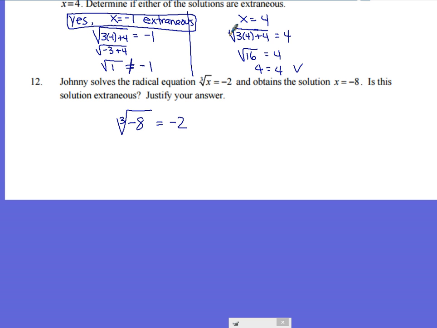When it's a square root, you can't end up with a negative number. But if you take a cube root, what times what times what gives me negative 8? Well, negative 2. So that one does work. So the question is, is this solution extraneous? I would say the answer is no. It is not extraneous. And that is your justification, that the cube root of negative 8 is negative 2.